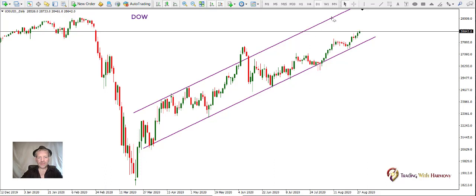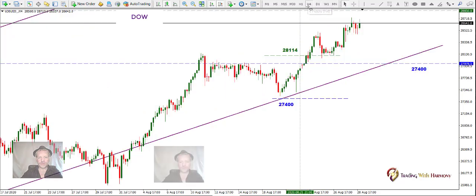Okay, so the Dow Jones. We can see here our ascending channel is still in play, and so let's go into the actual 4-hour.